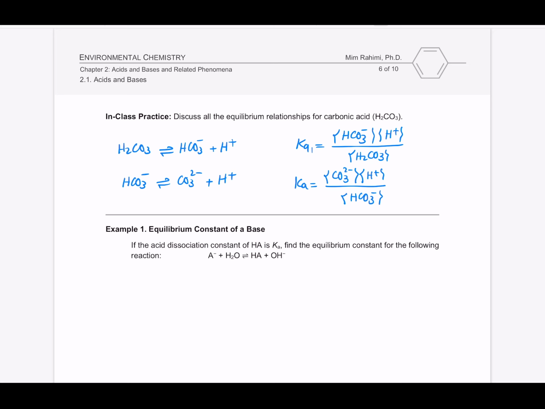When we look at the tables, we see that there are pKa1 and pKa2. This one is roughly 6.3, I guess. This one is 10.3, both greater than 2. So these are weak acids.